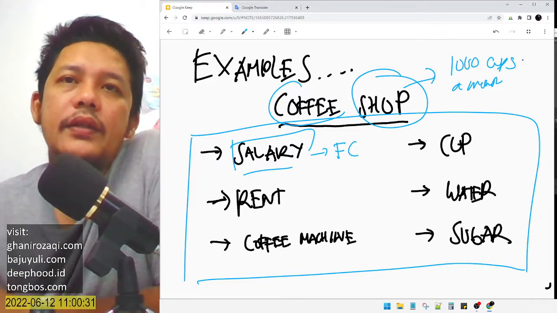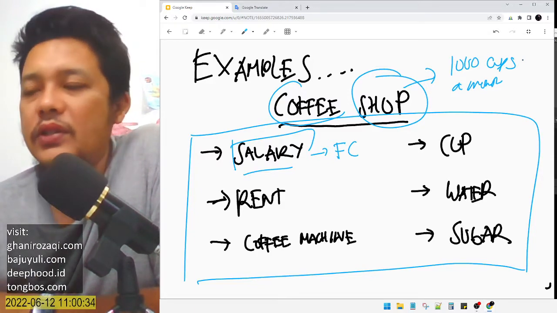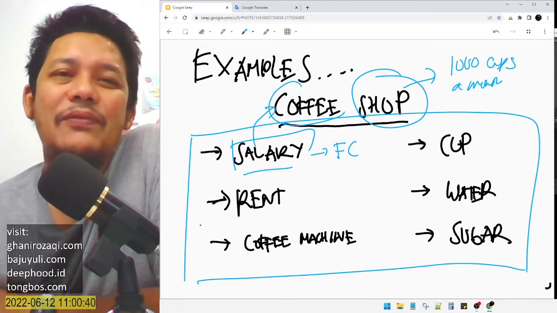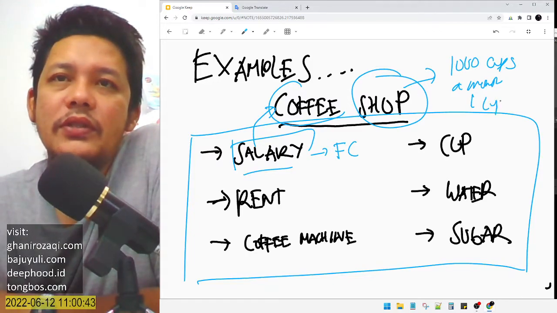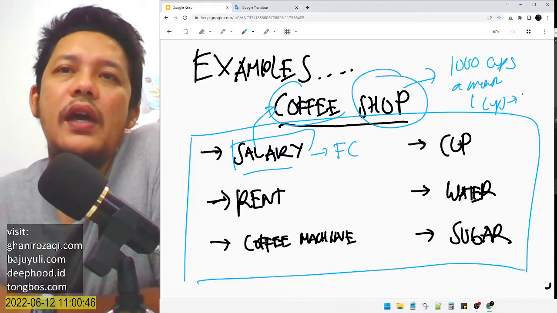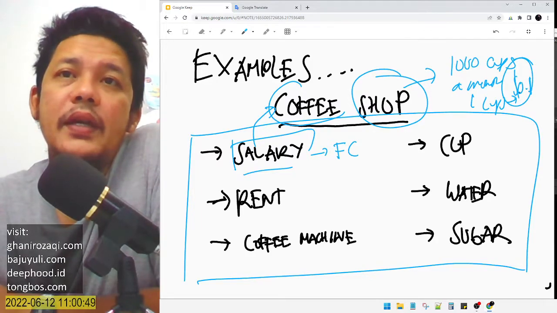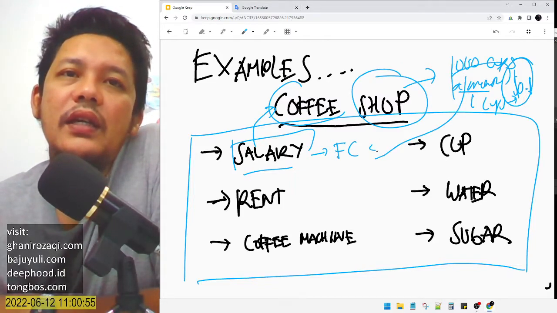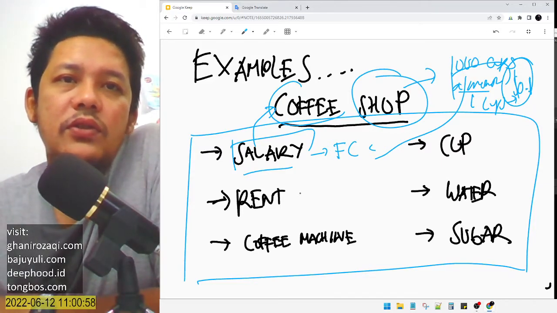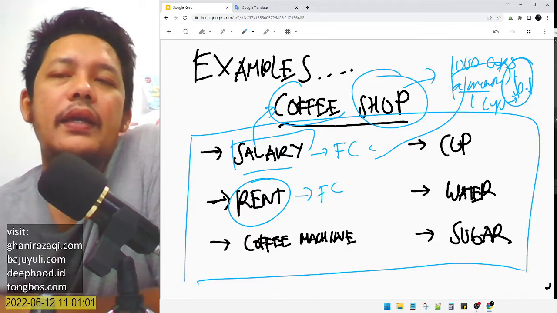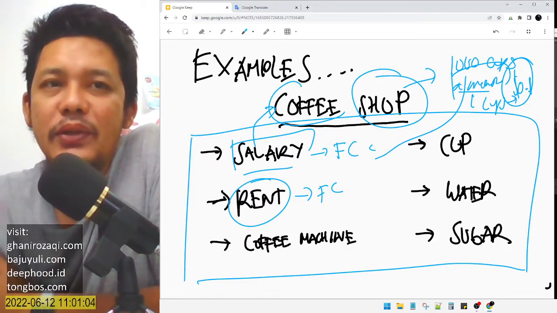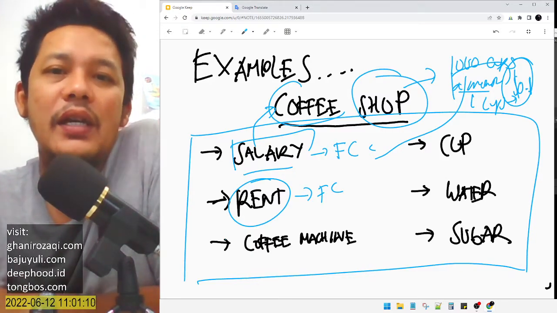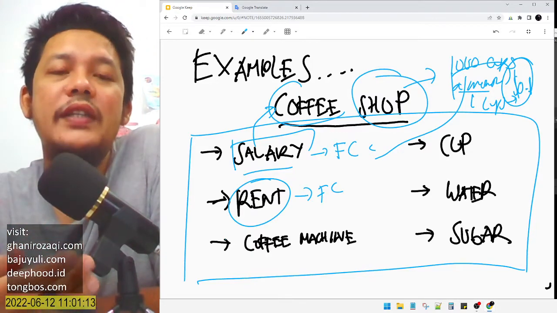Maybe in some places the salary depends on the cups of coffee, like a fee. For example, for one cup the employee gets 0.1 dollar maybe. That's not a fixed cost, but commonly fixed cost is paid monthly, so salary is a fixed cost. Rent is also a fixed cost, because you pay your rent and it doesn't matter how many cups this coffee shop produces, the cost of rent is still the same.